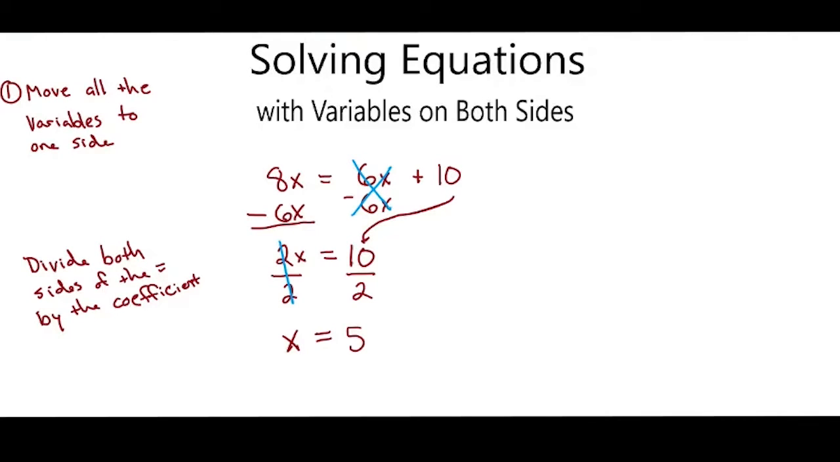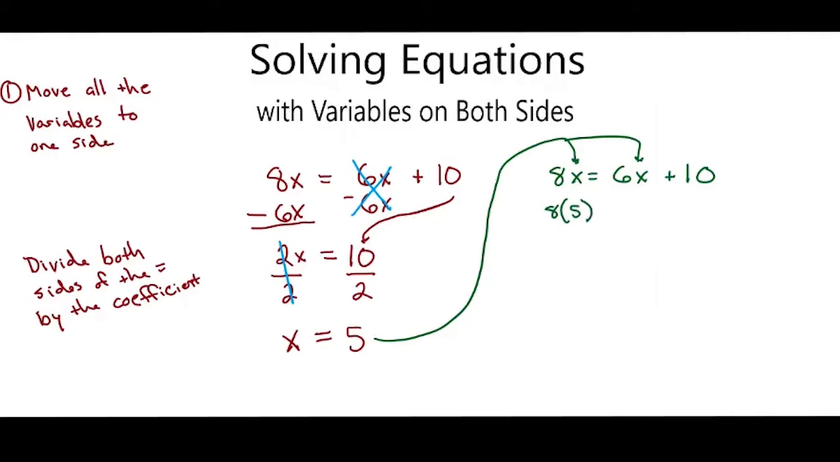So next I need to check my solution. So I'm going to test it. So I'll rewrite the original equation, which was 8x equals 6x plus 10. So now I need to plug this value of x in everywhere x occurs. So I'll rewrite this as 8 times 5 equals 6 times 5 plus 10.